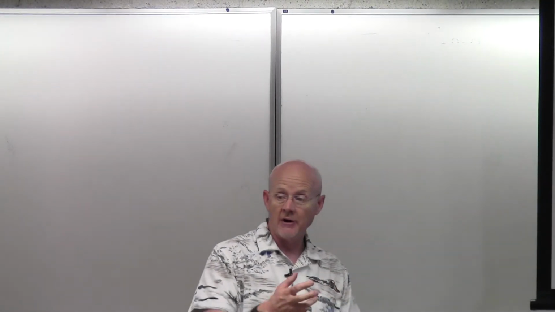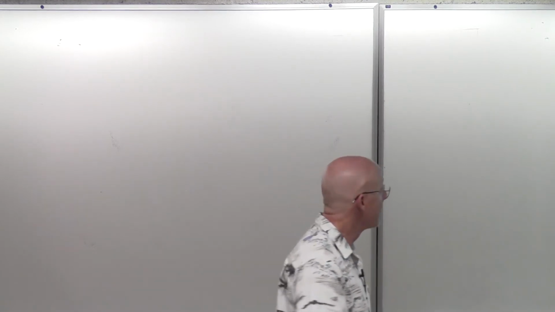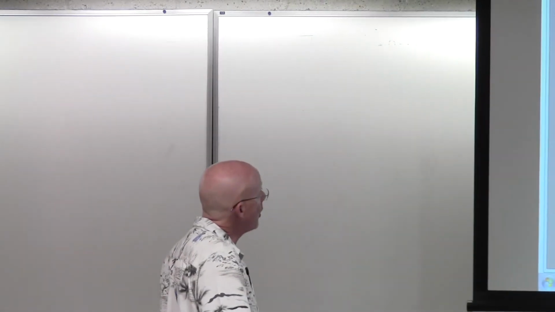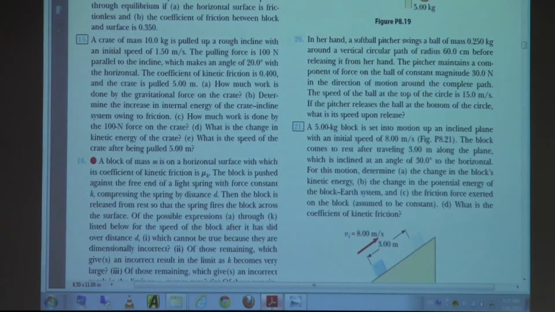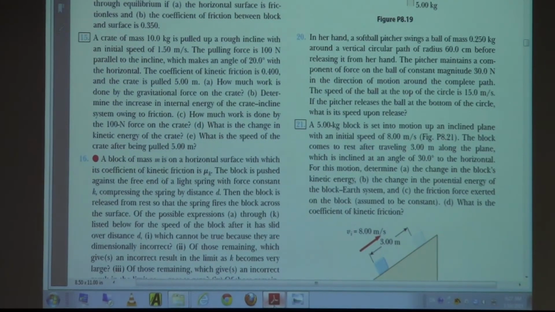Right now, this one I think just has some kind of influence from the outside by like a cable or a rope, something hooked to it. And so it says here, a crate of mass 10 kilograms is pulled up a rough incline with an initial speed of 1.5. Okay, so it's pulled up. They don't really say how it is pulled up.